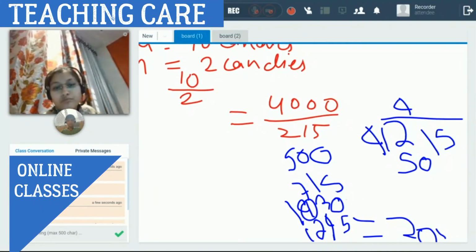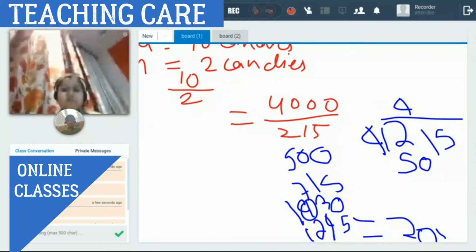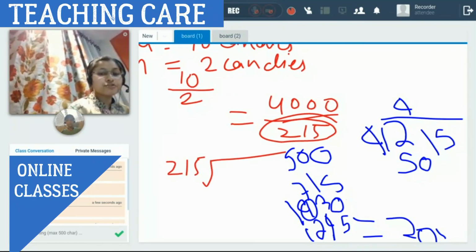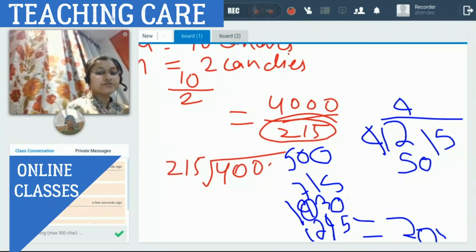Only one time. No, you are doing wrong. 215 is the denominator, so it should be outside, and 4000 is the numerator, so it should be inside.